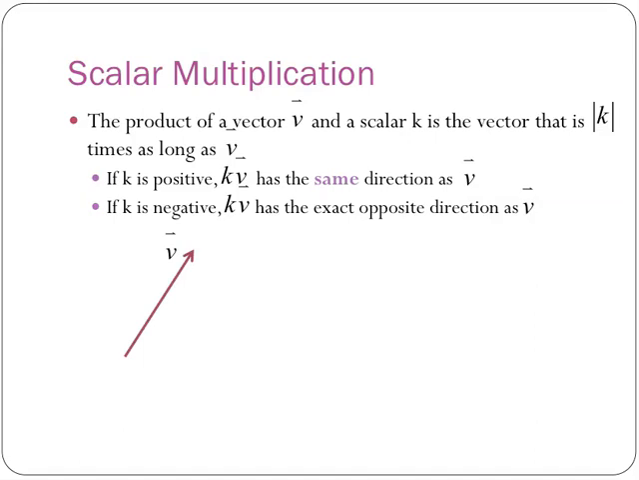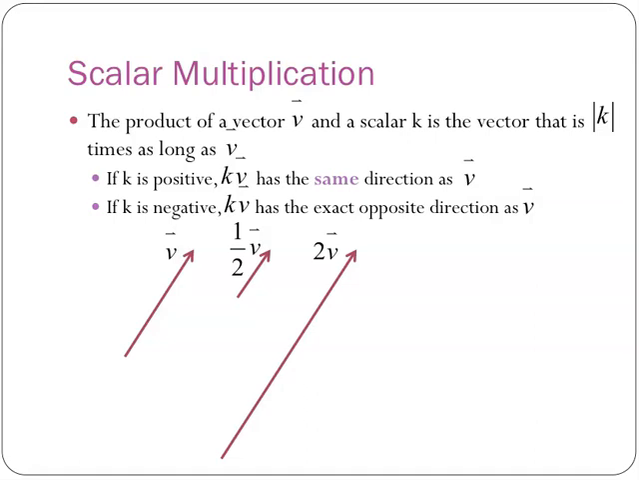Let's say this is vector v. If you have 1/2 times vector v, so your k here is 1/2, that means that your magnitude is going to be half the magnitude of the original vector, but it's going to have the same direction because 1/2 is positive. If you had 2 times v, then you are going to have a vector that is twice as long as the original vector v. It's positive, so it's going to be in the same direction as well.